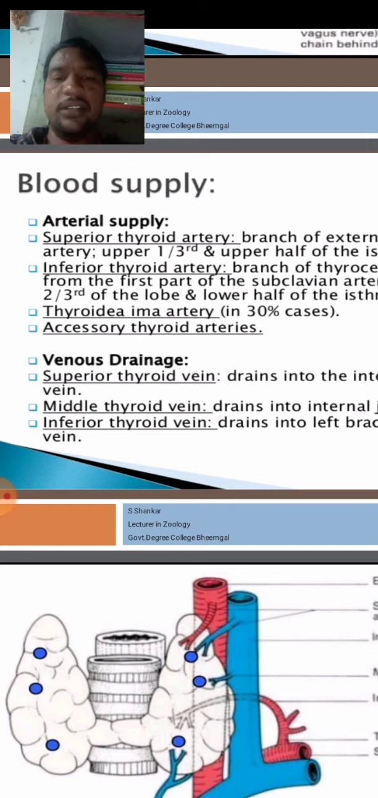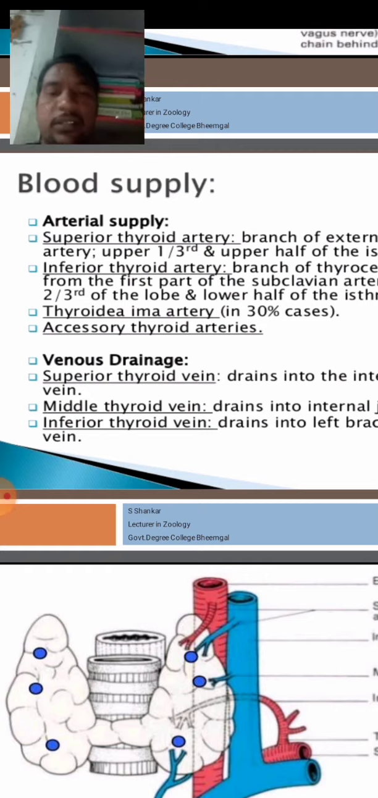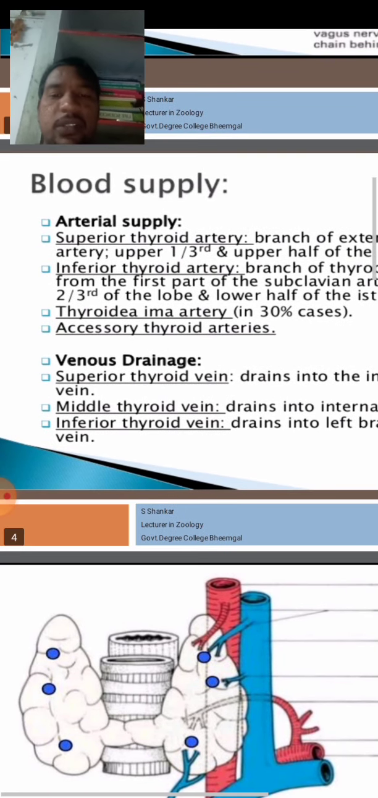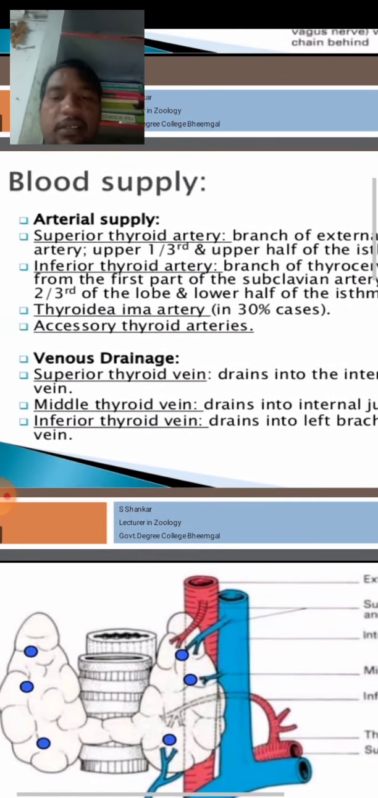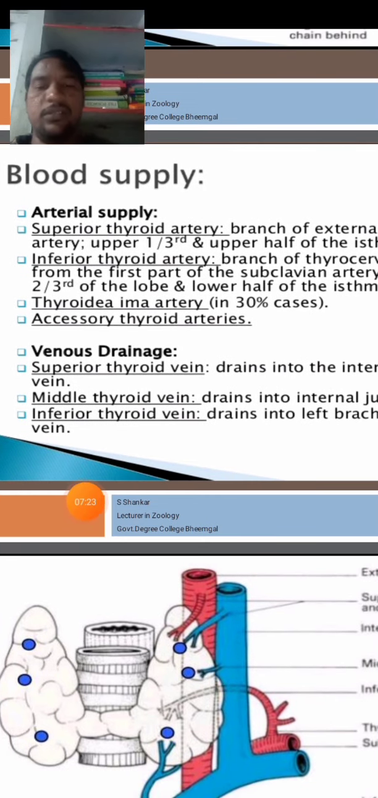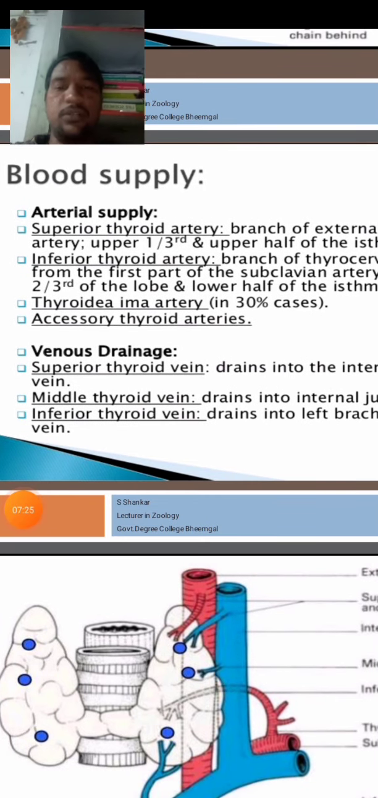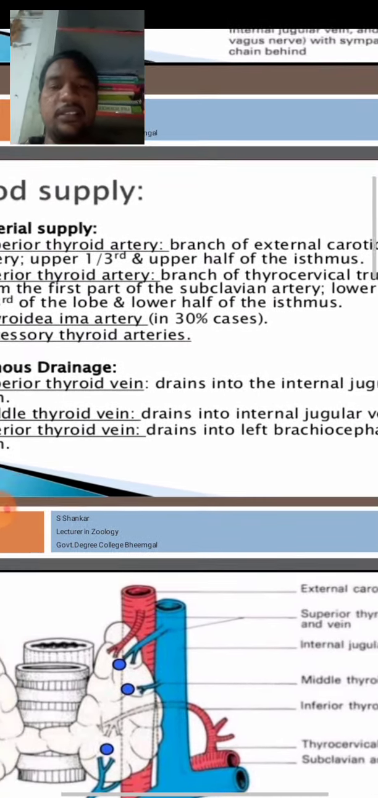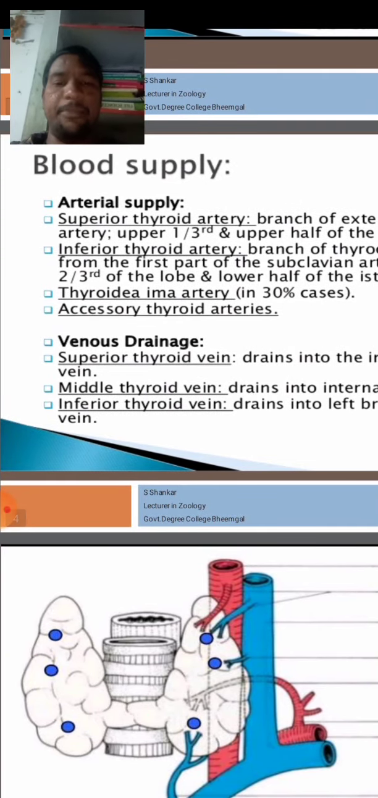Venous drainage. The superior thyroid vein drains into the internal jugular vein.